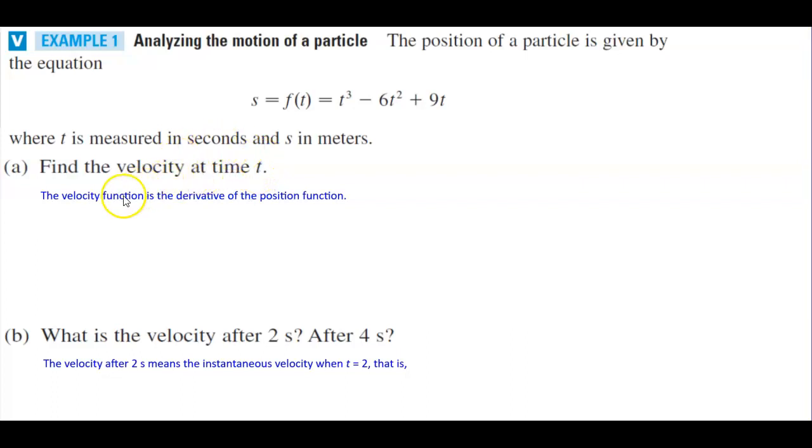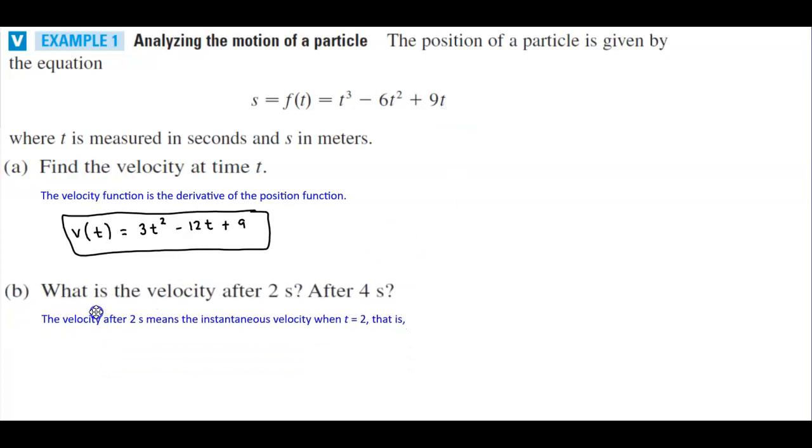In order to find the velocity function, it is the derivative of the position function. So we're going to take the derivative of that function. The derivative of t cubed is going to be 3t squared. The derivative of minus 6t squared is going to give us minus 12t. And the derivative of 9t is going to be 9. So therefore, this is the velocity function.